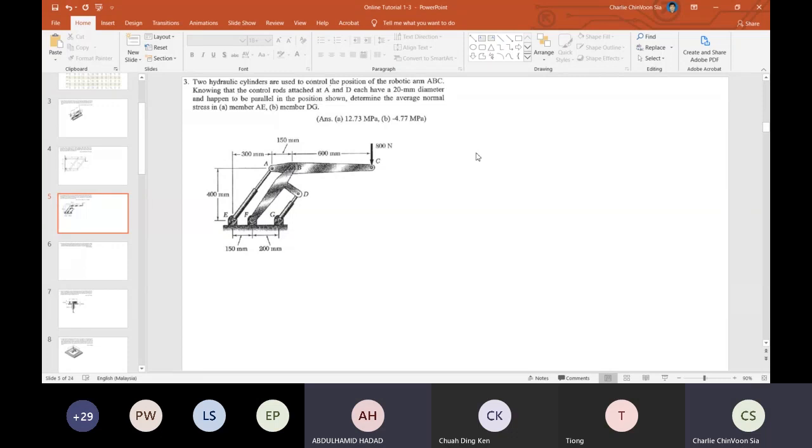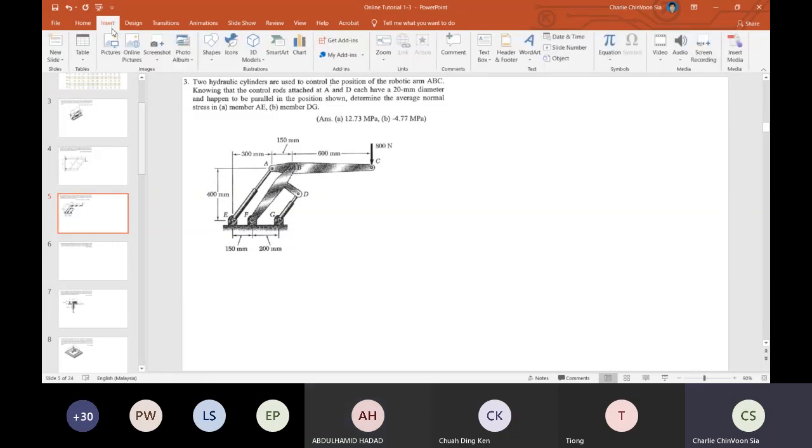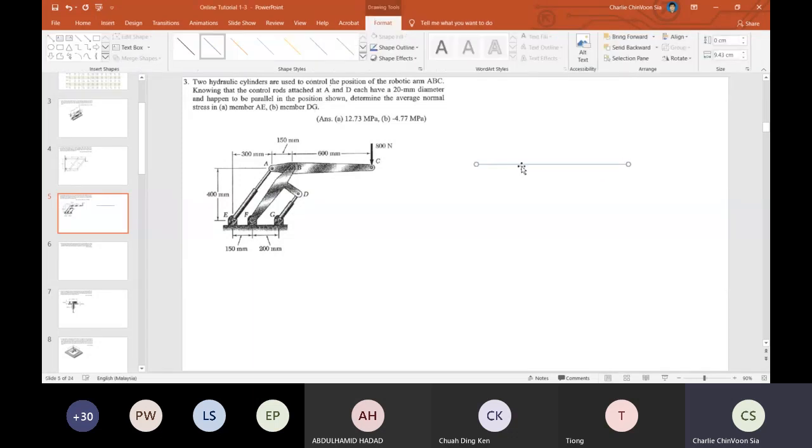Okay. So for this question number 3, basically for chapter 1, we are using the method of member. We're considering the force acting on the member, right? Since we have a load applied at point C, we can use the ABC link to calculate the force for AE and the force for BF.